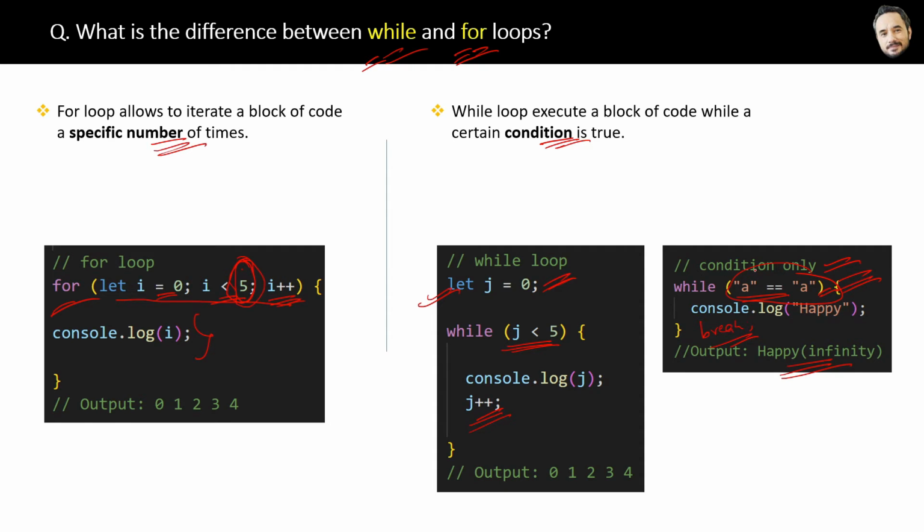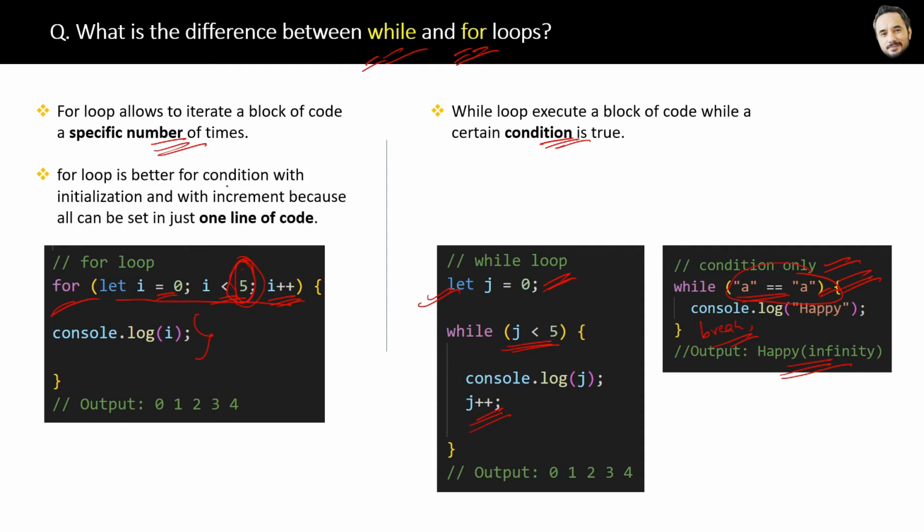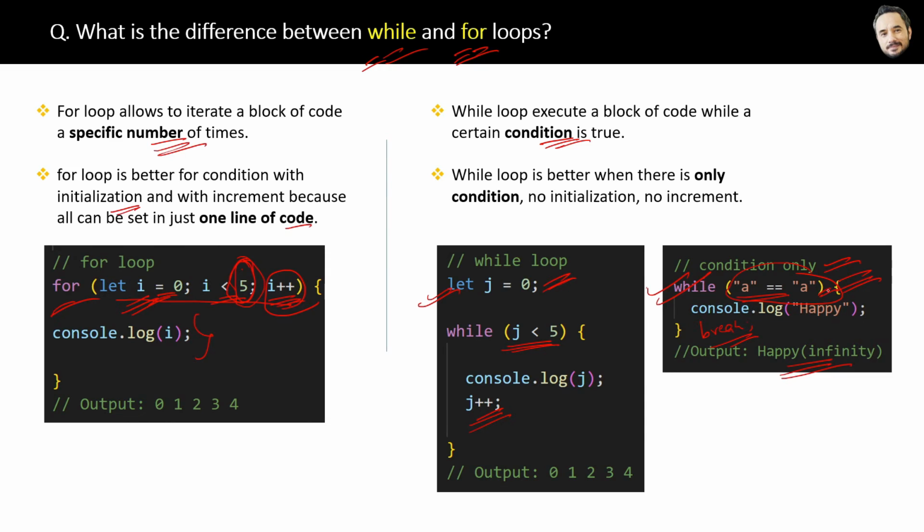So when to use the for loop? For loops are better for conditions with initialization and increments on numbers, because they can be set in just one line of code, right? Whereas a while loop is better when there is only one condition, and no initialization and no increment is required. Then the while loop is the right choice.